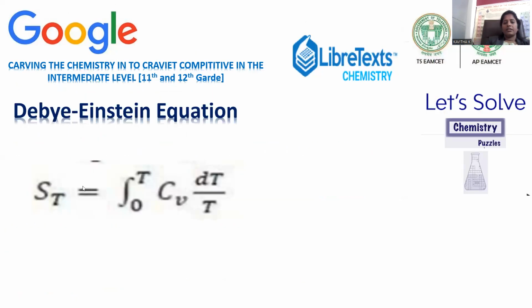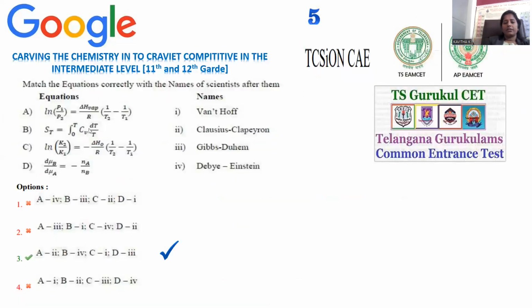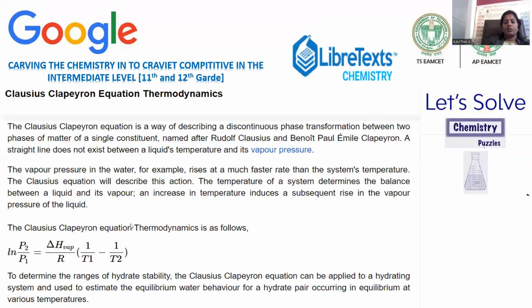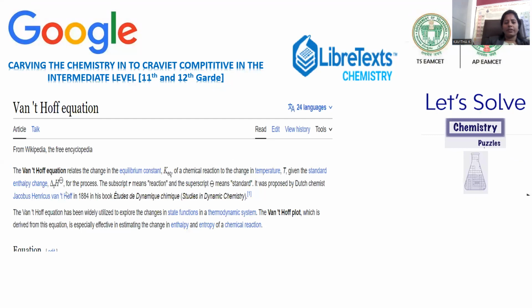And the Debye-Einstein equation, S_t is equal to the integral from 0 to T of Cv dT by T. So it is the temperature differential that is provided, the temperature differential relation with the entropy change. So that is given by Debye-Einstein. Okay, move on to the third one, van 't Hoff equation.